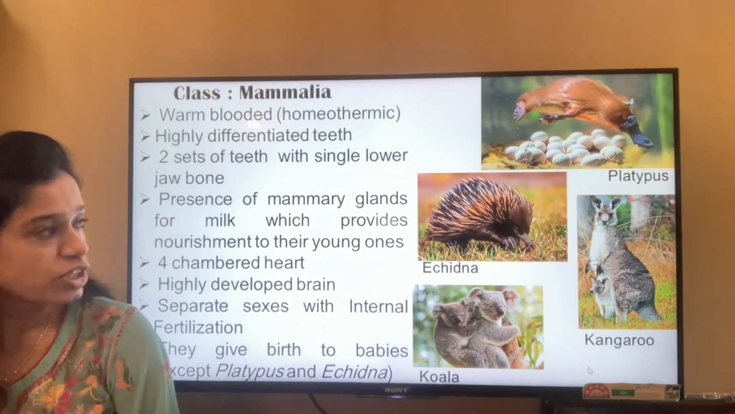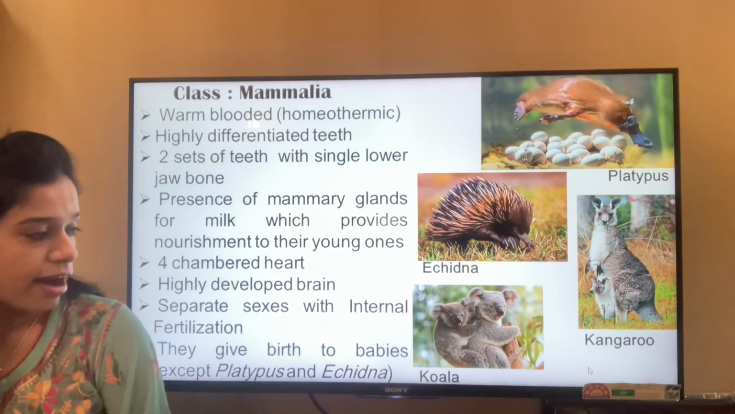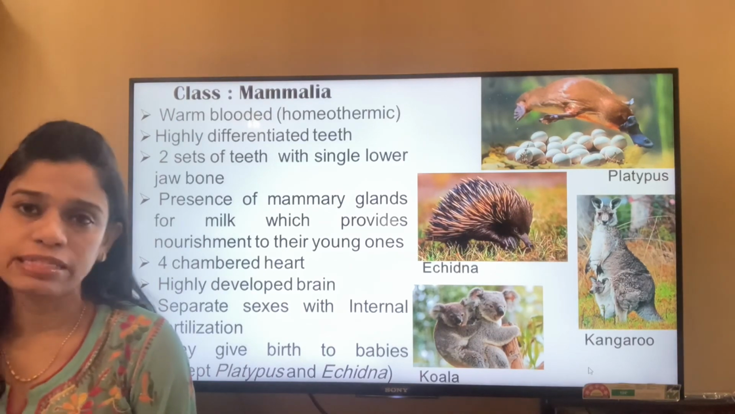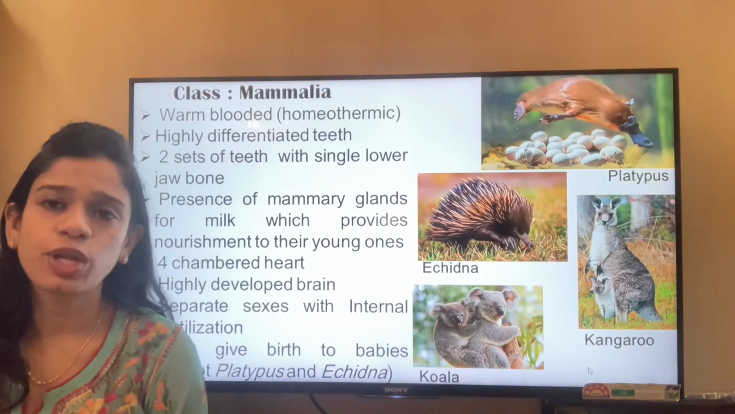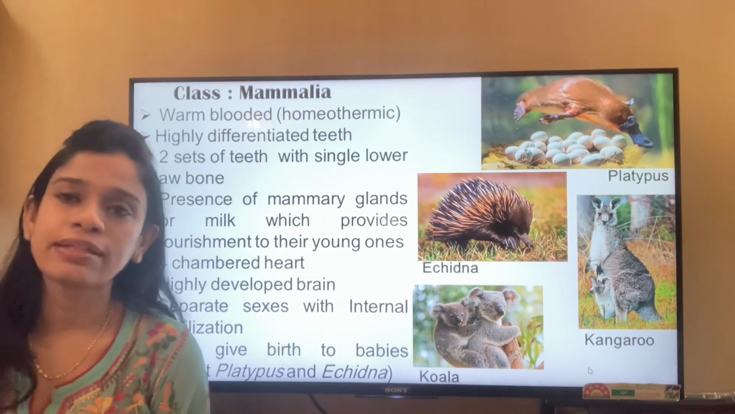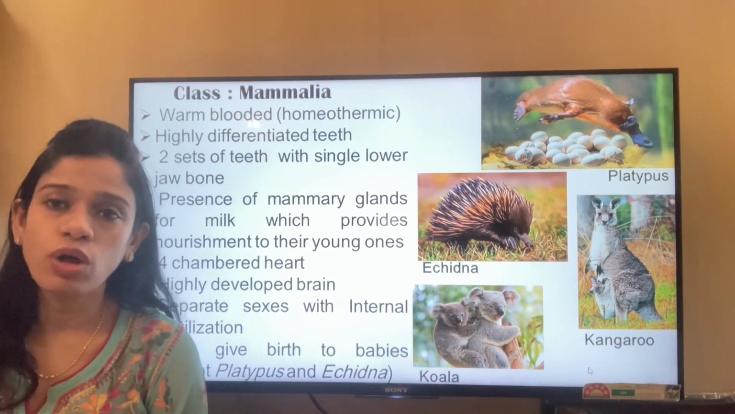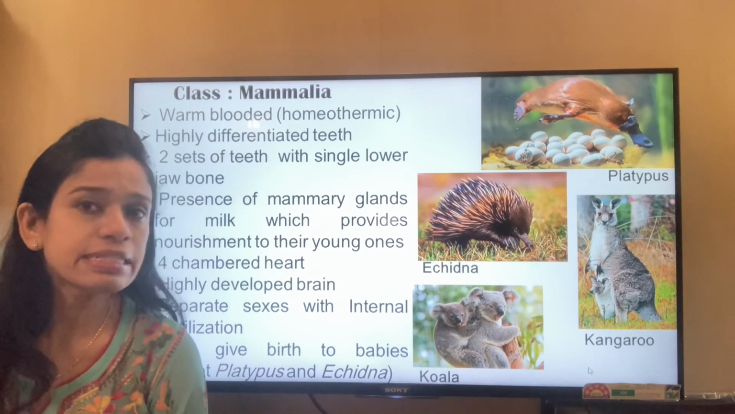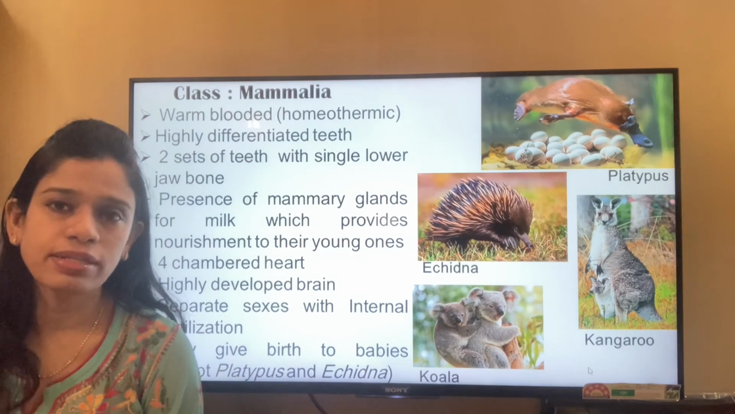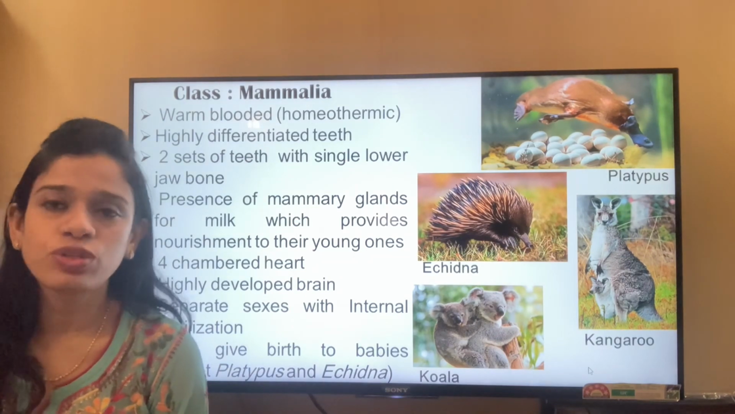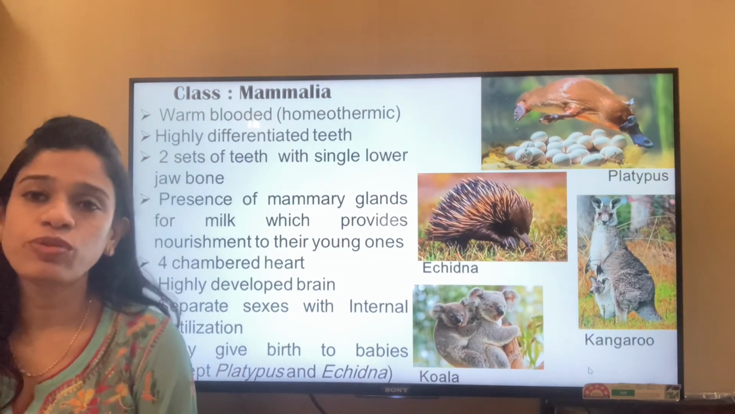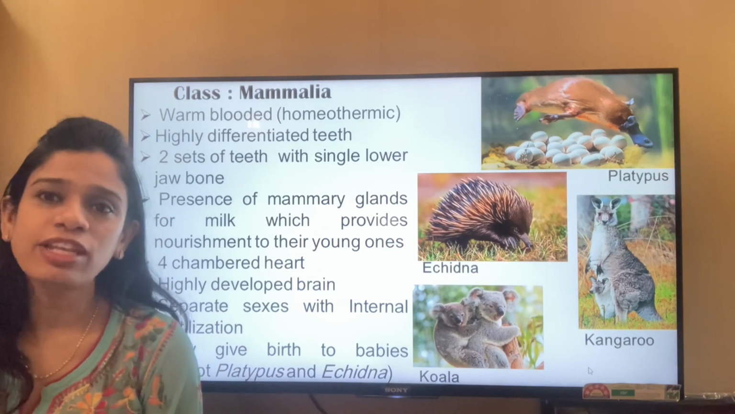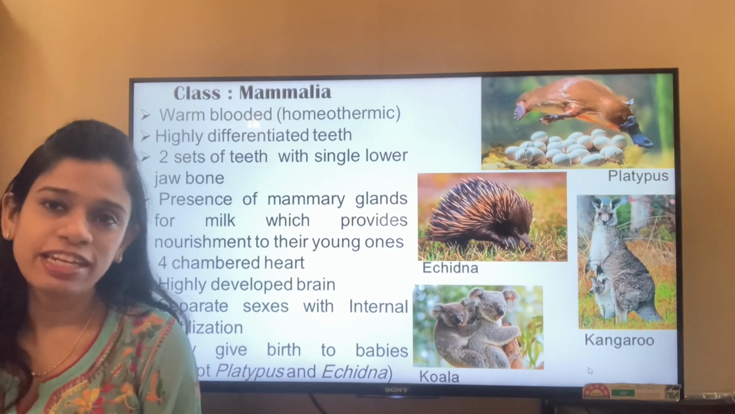Examples of the class Mammalia are koala, kangaroo, echidna, and platypus. So these can be the examples. Along with them, there are numerous other examples of the class Mammalia. All the animals that we see, the tiger, lion, elephants, deer, they all come under the class Mammalia, and also human beings, which is a very good example of the class Mammalia. So this brings us to the end of the diversity in living organisms.